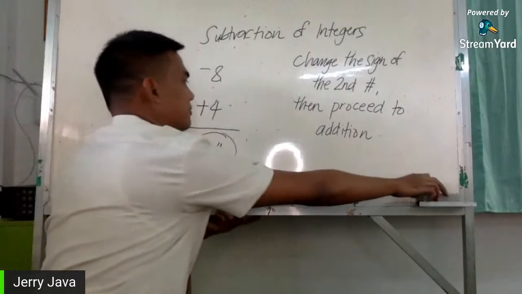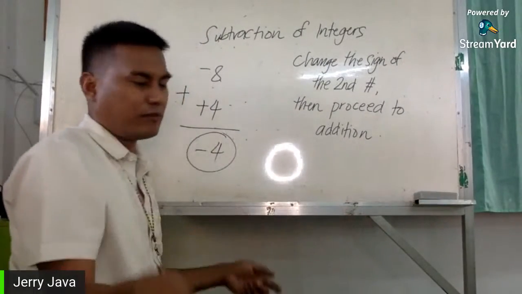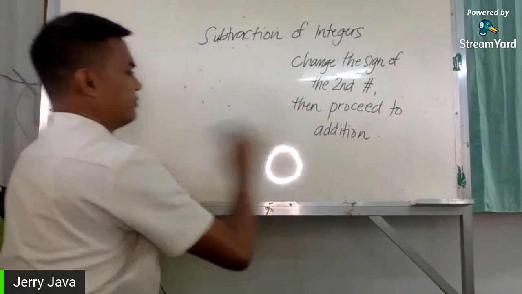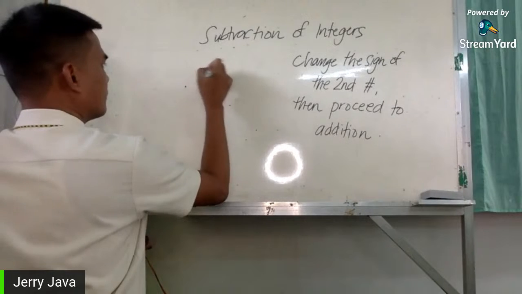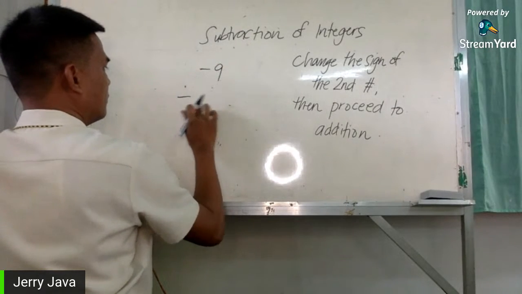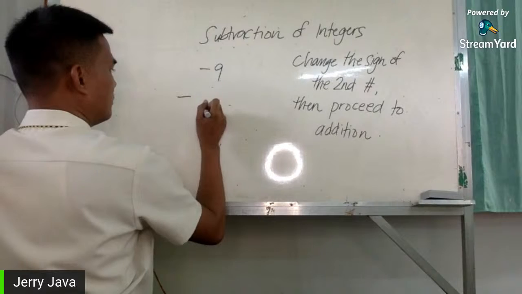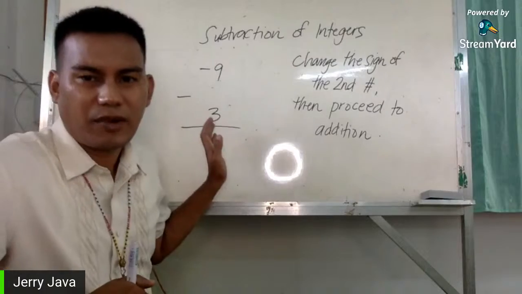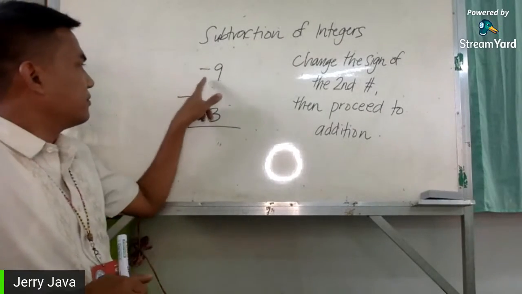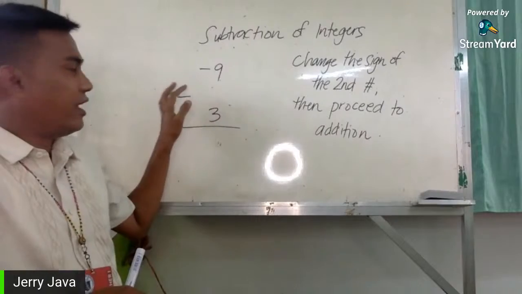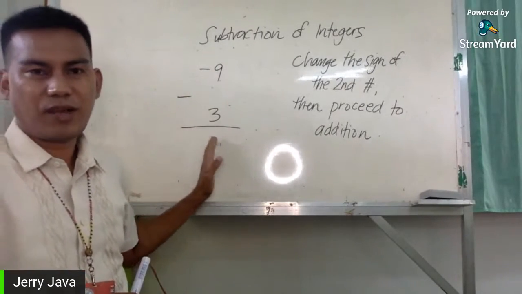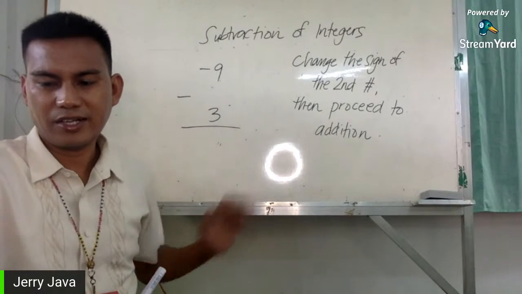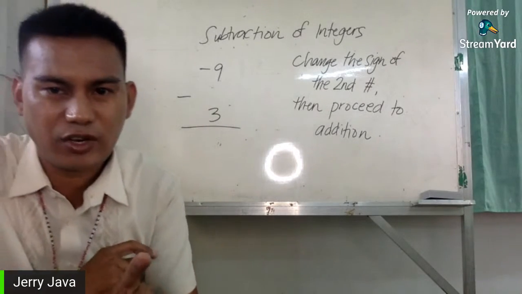Okay, I'm going to give you another one. How about this? Negative 9 minus 3, or positive 3. 30 seconds. Negative 9 minus 3. Wait for the bell. That's when you're going to write your answer.